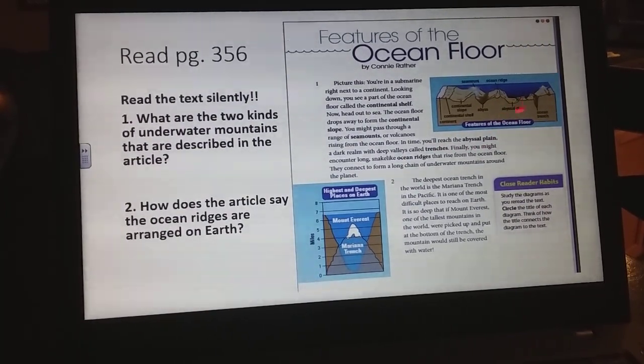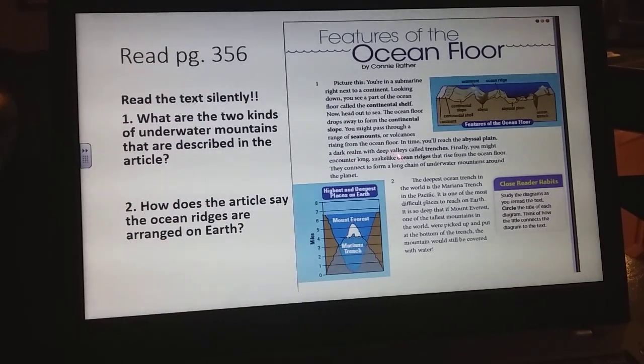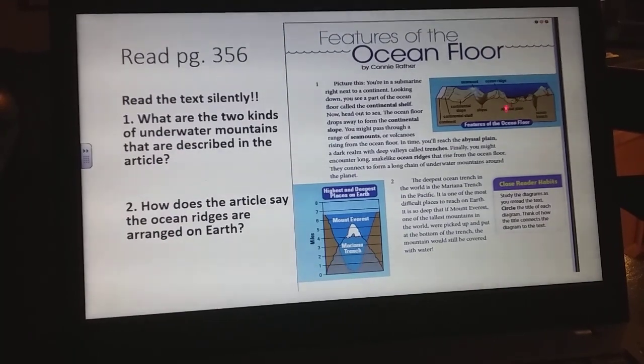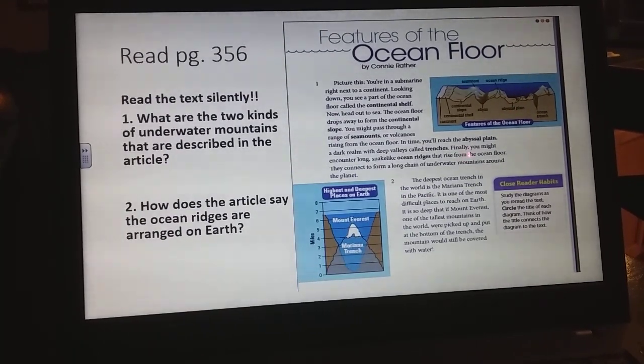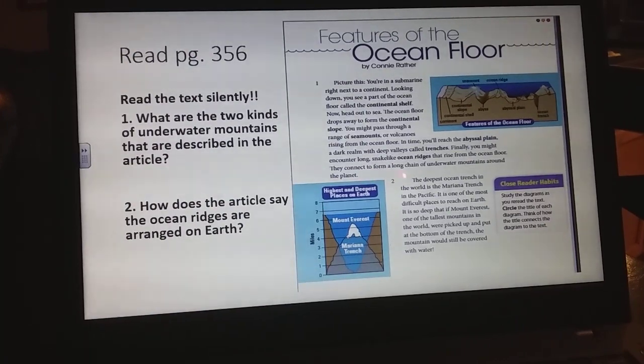Here we have your abyssal plain again, which is a dark realm with deep valleys called trenches. And here you see that. Finally, you might encounter long, snake-like ocean ridges that rise from the ocean floor. They connect to form a long chain of underwater mountains around the planet.